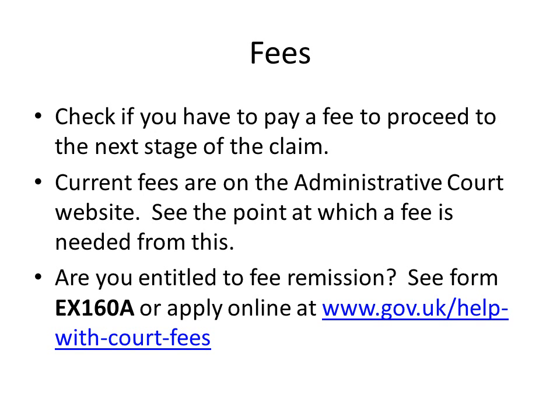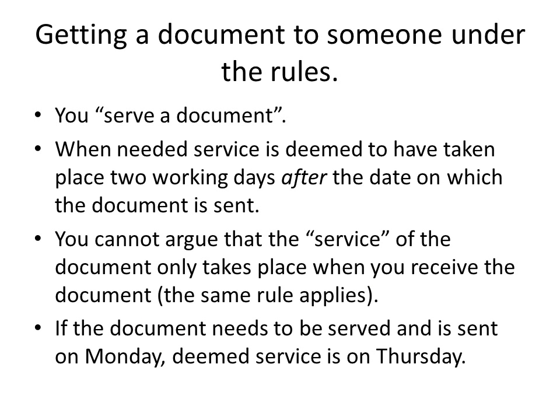Finally, I want to mention fees. You're going to need to check if you have to pay a fee to proceed to the next stage of the claim. You can find out about these on the Administrative Court's website, and you can see the point at which a fee is needed from looking at that website. You may, on the other hand, be entitled to fee remission. You can apply for this on the website I've given on this slide, or you can get hold of form EX160A.